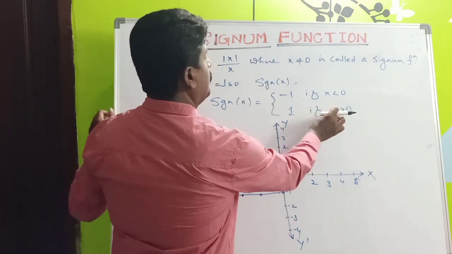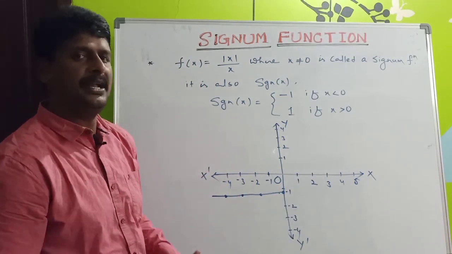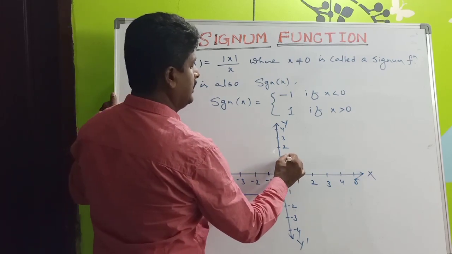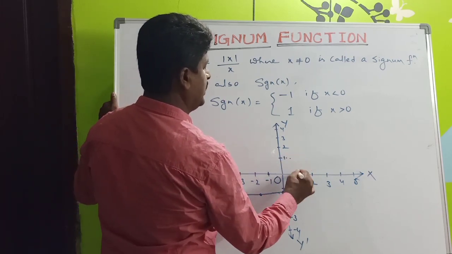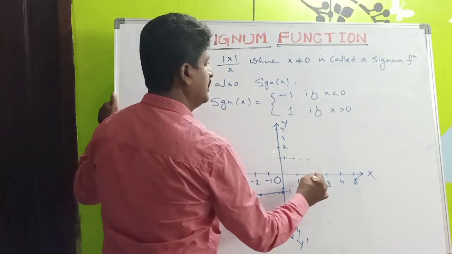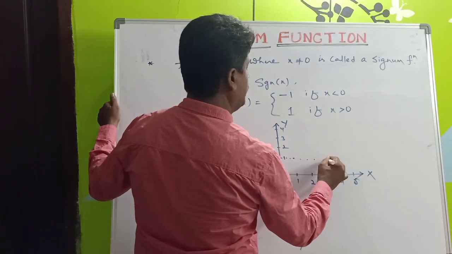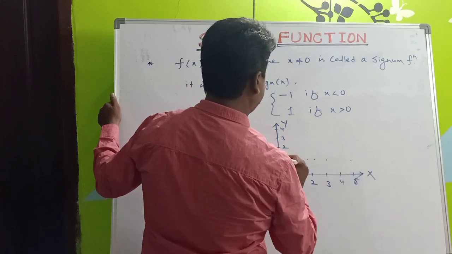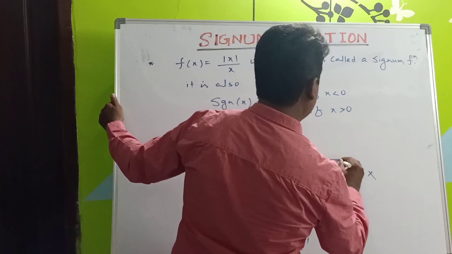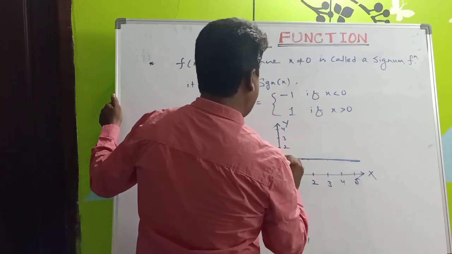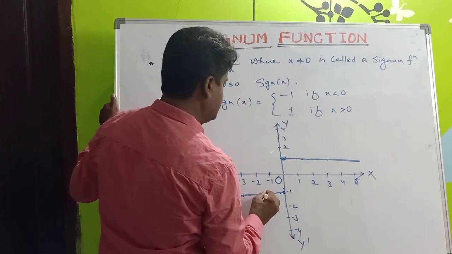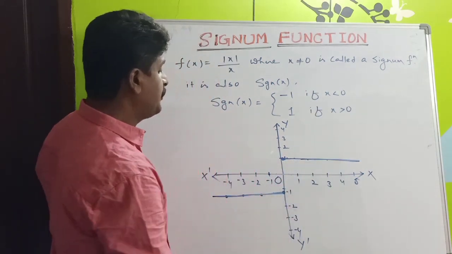And also, whichever value you consider which is a positive real number, its outcome is plus 1. It is a very easy graph. 0.1, it is plus 1. 0.2, it is plus 1. 1, it is plus 1. 1.5, it is plus 1. 2, it is plus 1. 2.5 plus 1, 3.5 plus 1, 5 plus 1. At 0 it does not exist. So this is the graph of the Signum function.